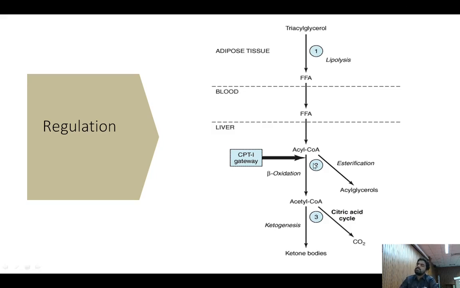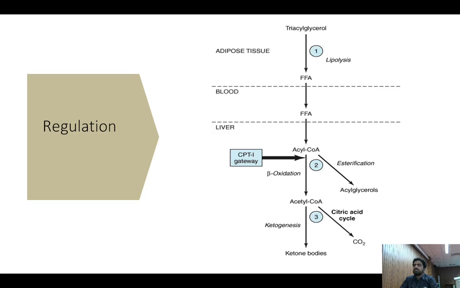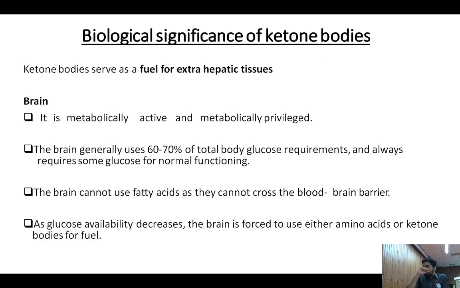So these are the three levels which we saw, regulation at three levels. Okay, so now we understood what ketone bodies are, how ketone bodies are synthesized, how they are utilized, and how they are regulated. Next, the biological significance of ketone bodies. By now I think you know everything.